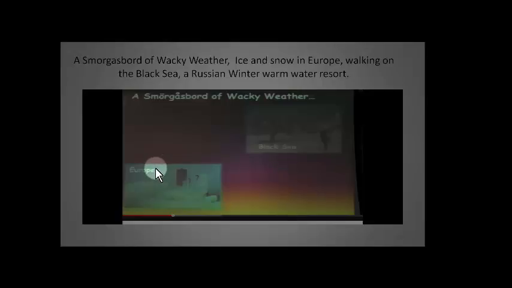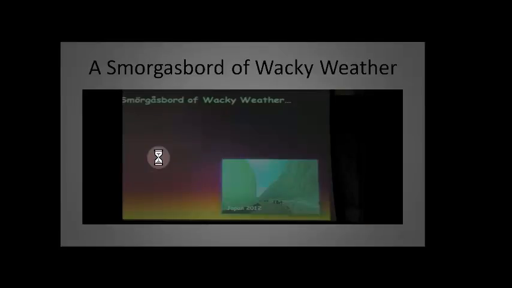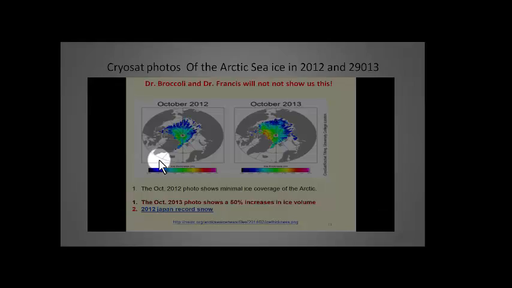Dr. Francis could ignore the increase in Arctic sea ice in 2013. How many people look at satellite photos of the Arctic sea ice? But millions upon millions of people were experiencing the cold, ice, and snow across the northern hemisphere. So she developed a new theory to explain her self-described wacky weather. Giraffes in Russia, really deep snow in Japan. Professors Broccoli and Francis will not show us this.